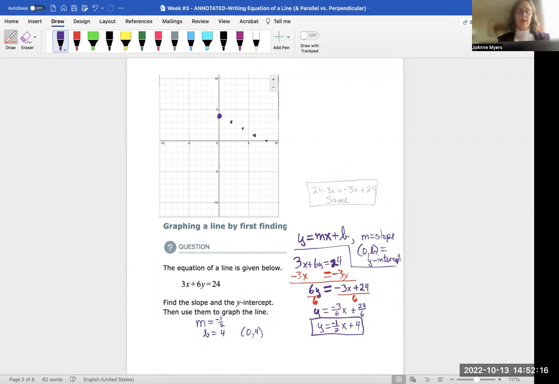Also, for every one I go up, I go to the left 2. Positive 1, negative 2, positive 1, negative 2. Slope is the change in y divided by your change in x.